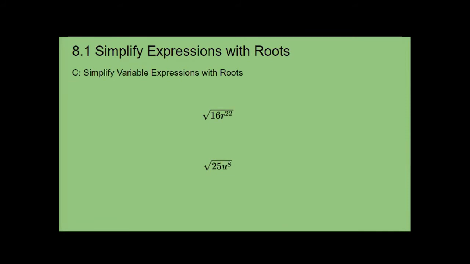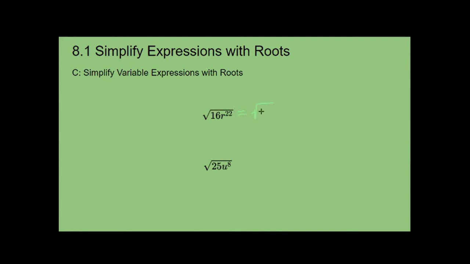So what if we have coefficients inside our radicals? Okay, so we don't just have variables with exponents. Now we have coefficients. So that means we have numbers in front of our variables. So here we have a 16. So there are a few ways that you can look at this. The first way is you can break it up into factors.